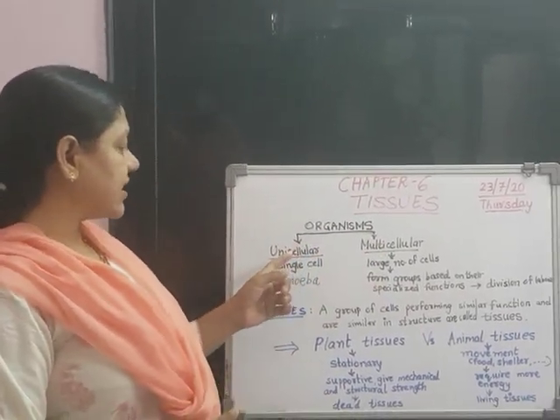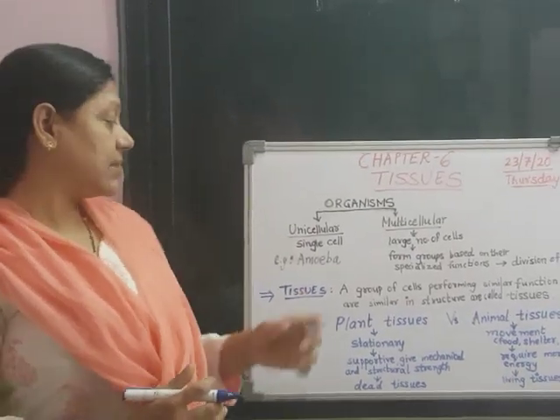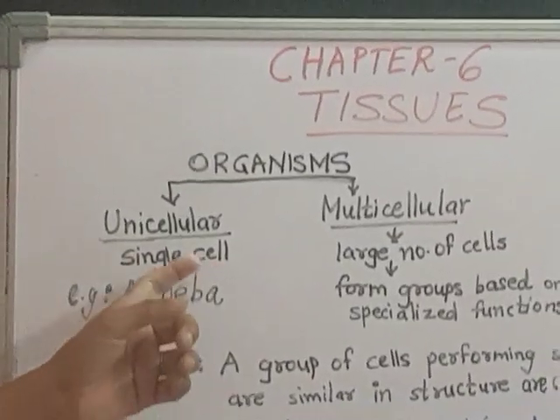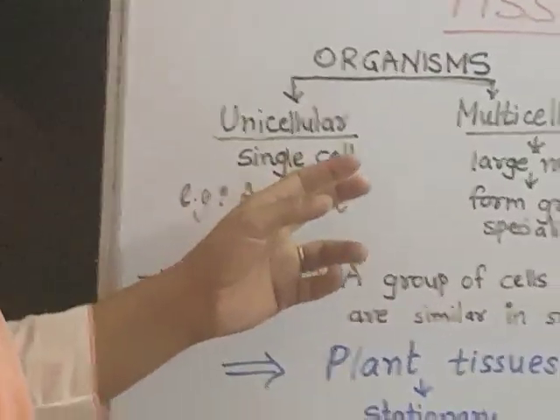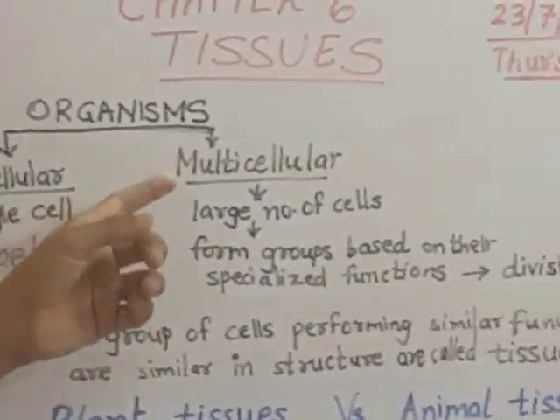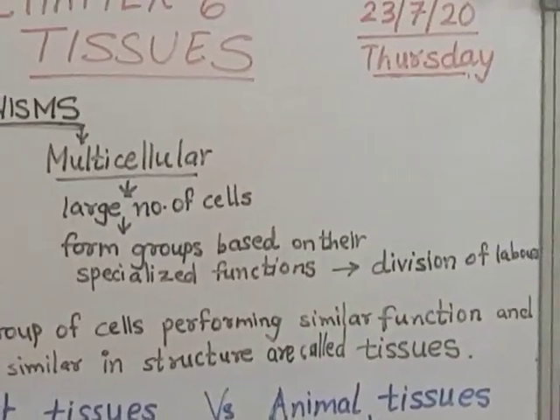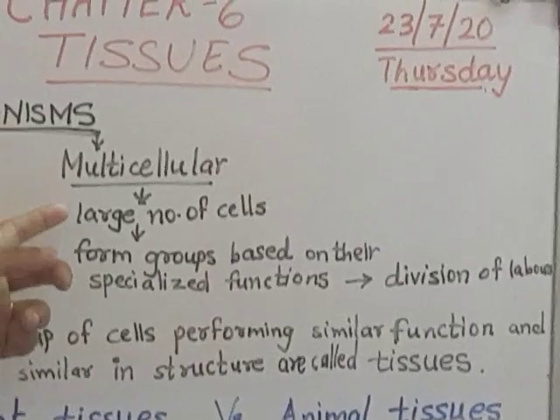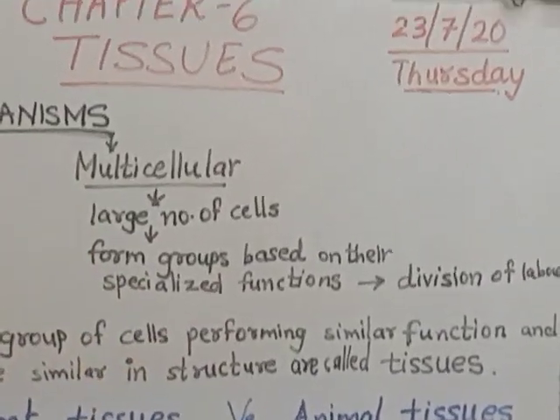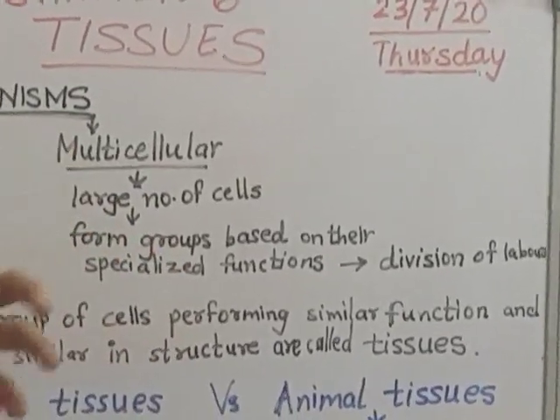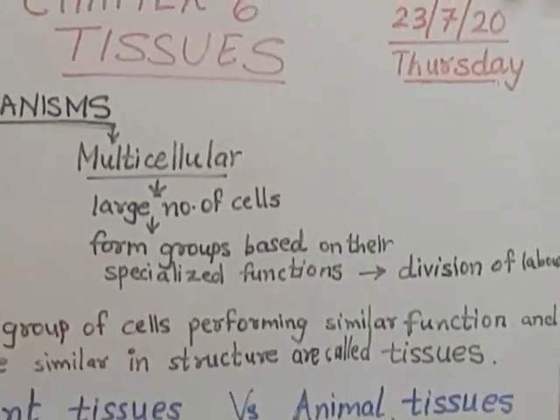What are unicellular organisms? Unicellular organisms like amoeba are made up of a single cell, and these unicellular organisms are capable of performing the functions with a single cell. Whereas when we talk about multicellular organisms like plants, animals and other organisms, they are large in number and they have millions of cells. So due to the large number of cells, they form groups based on their specialized function.